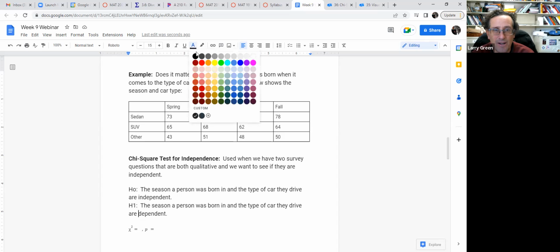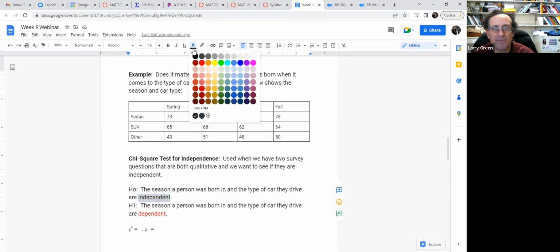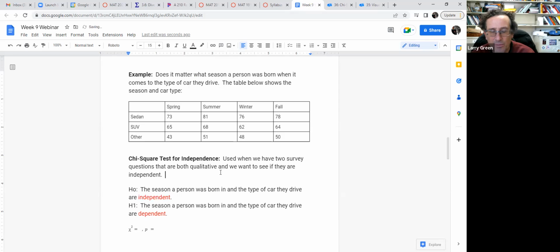And let me do the following. I like to highlight the parts that are necessary. The word independent for H naught is necessary, and the word dependent for H1 is necessary.